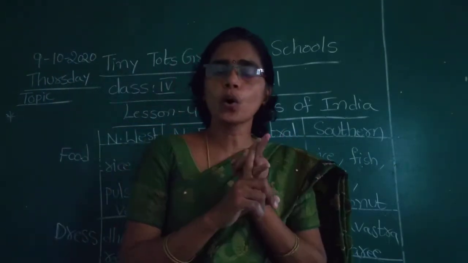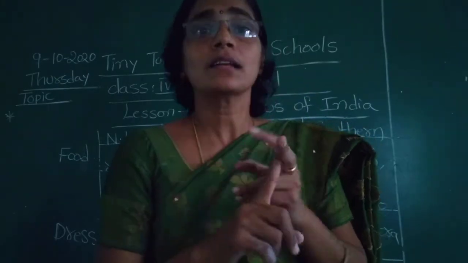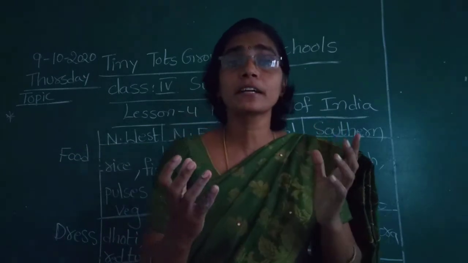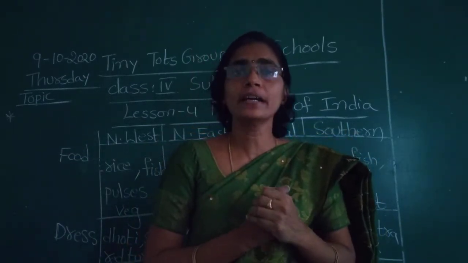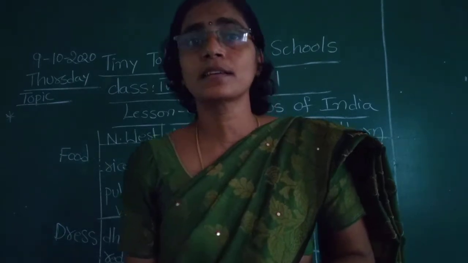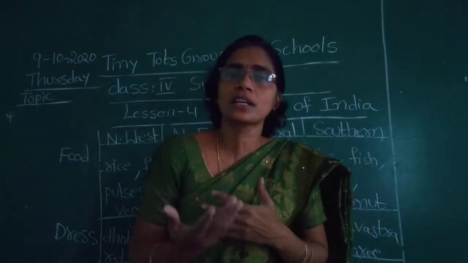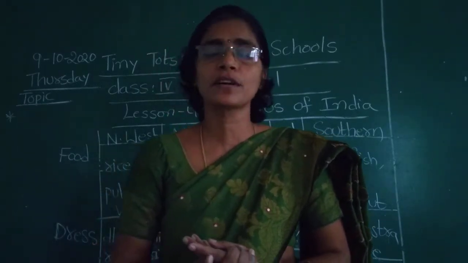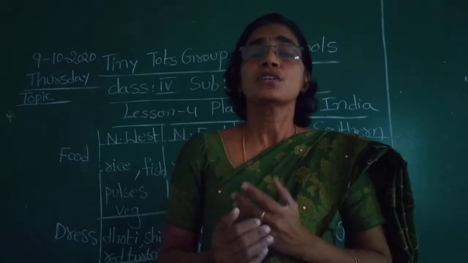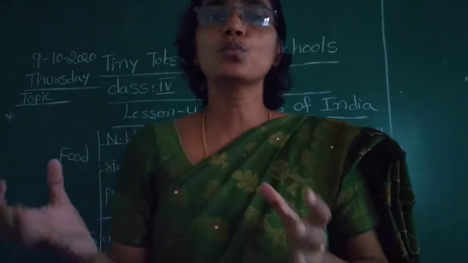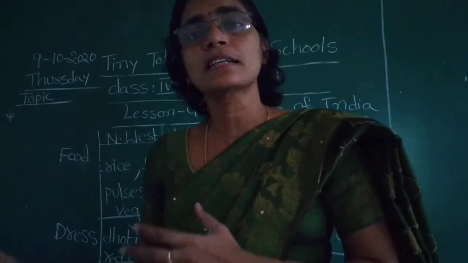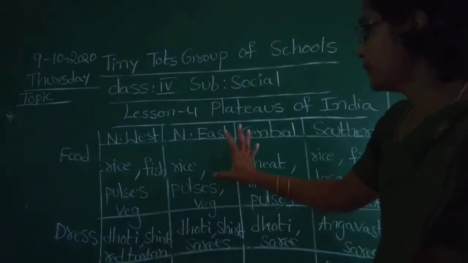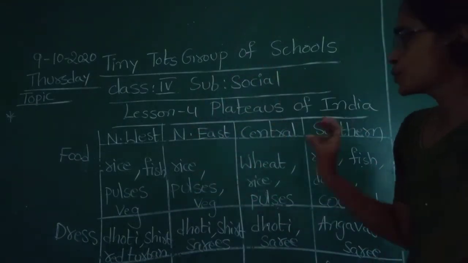What are the festivals? Ganesh Chaturthi, Onam, Pongal, Sankranti, Ugadi. These festivals are celebrated with joy and splendor. Kuchipudi is very famous in Andhra Pradesh. Kuchipudi is one type of dance style. Bharatanatyam is very famous in Tamil Nadu. These are the different types of music and dance styles in the southern part of India. So this is about the life of the people in the plateaus of India.